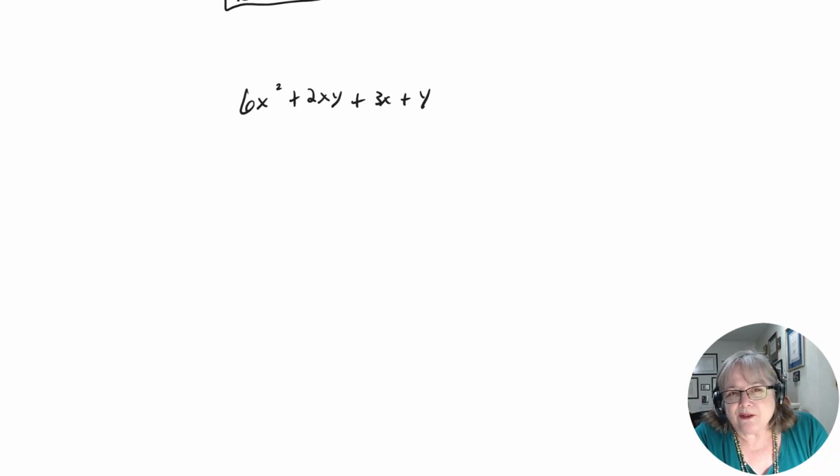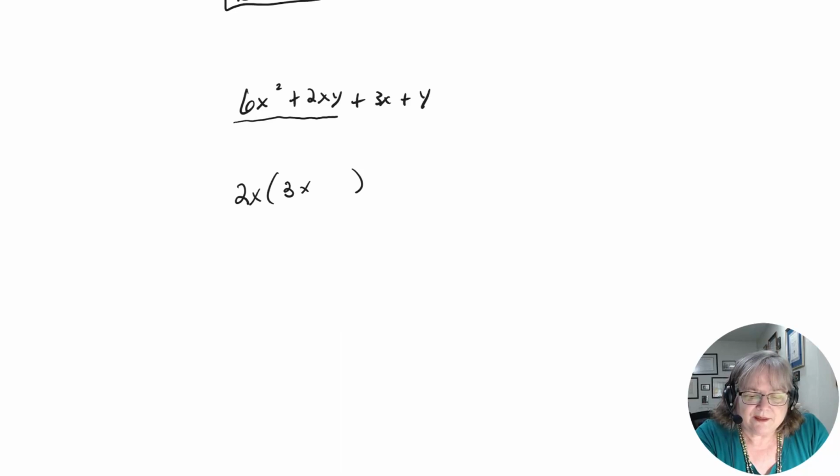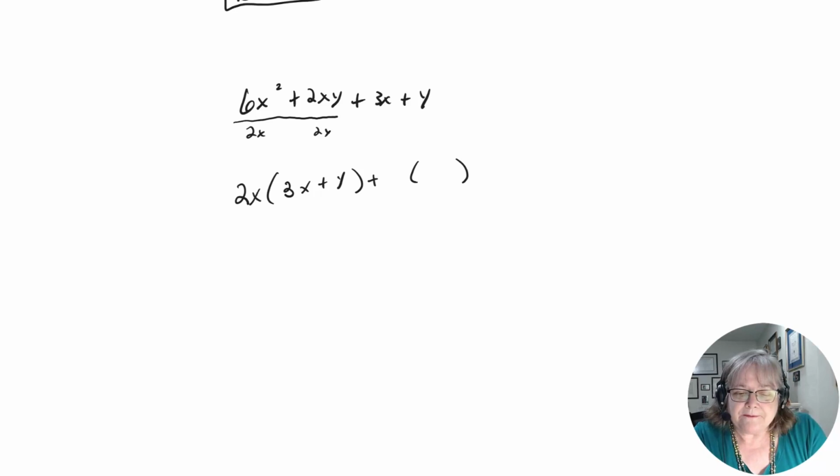There are no like terms to add together. What's in common in the front two? They're both even, so 2, they both have at least an x, and that would have you 3x, right? Because you're dividing essentially by 2x, plus y, right? Okay, what's in common in the back two? Well, there's nothing in common between a 3x and a y, is there?